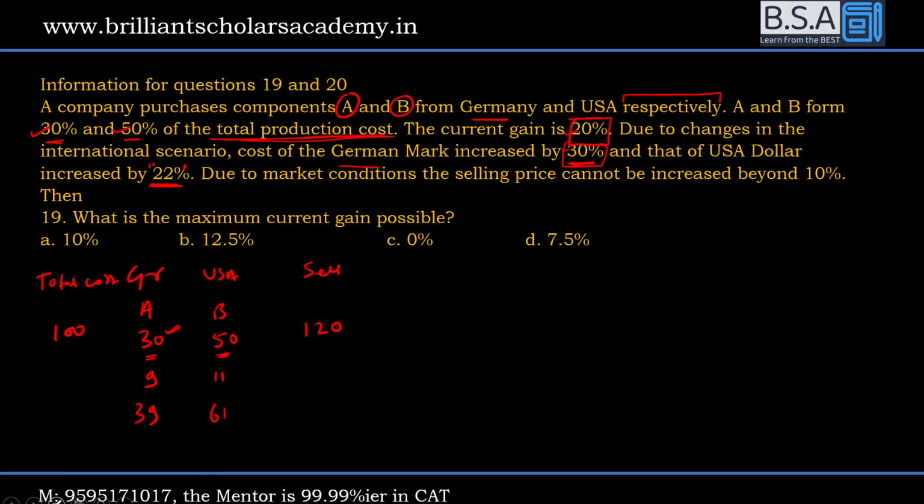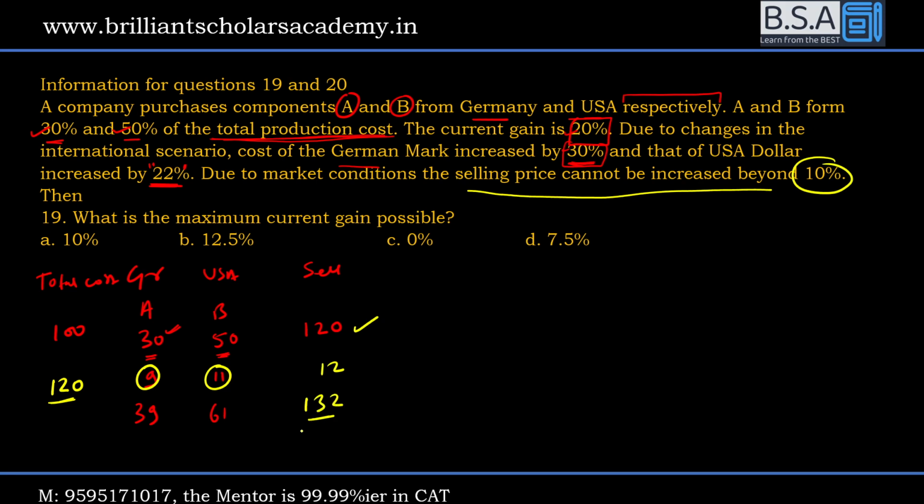So can I say the new cost now has become 120? Because there's an increase of 9 here and there's an increase of 11 here. The new cost has become 120. What is the maximum increase you can perform in the selling price? 10%. What is 10% of this? 12. So the new selling price I can have is 132.